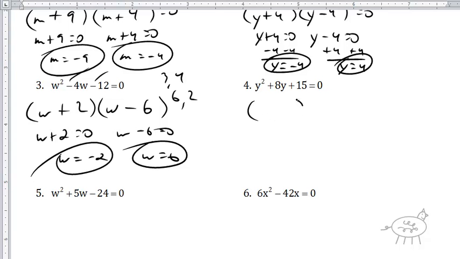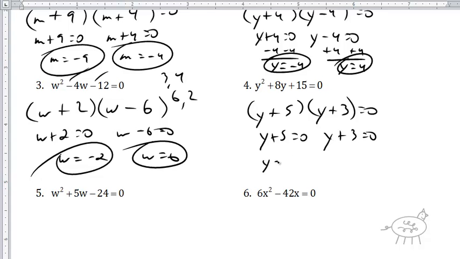Okay? Another trinomial. So y, and they're both positive. What multiplies give you 15? Well, 3 and 5, and that works out perfectly because 3 plus 5 is 8. So each one of those equals 0, so y plus 5 equals 0, and y plus 3 equals 0. So y equals negative 5 and y equals negative 3.